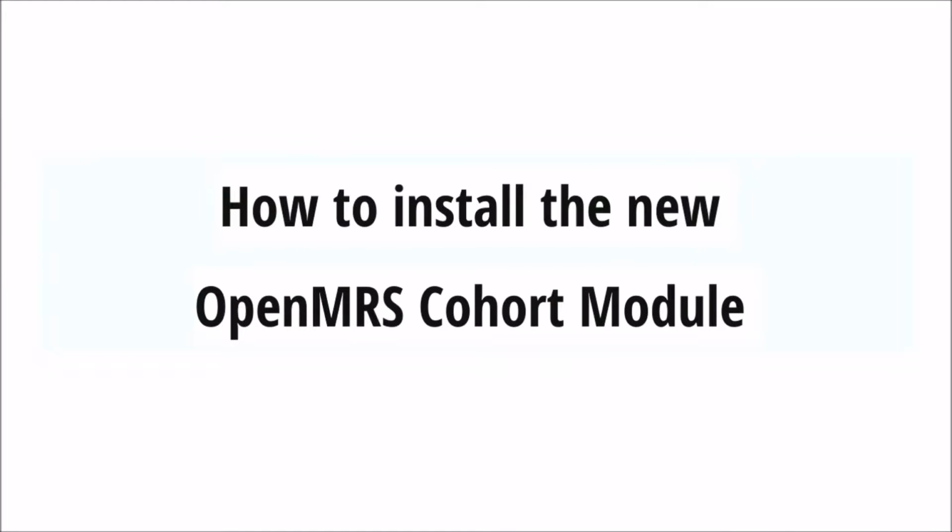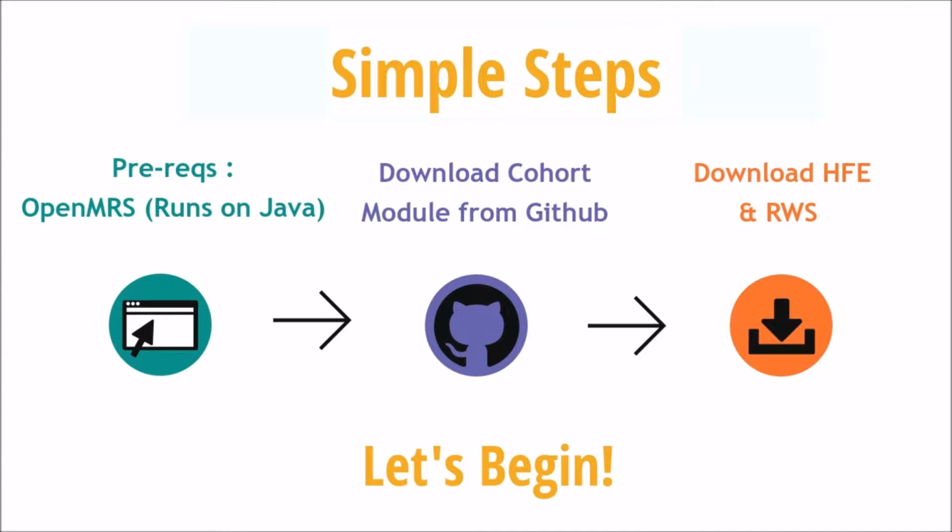This video is going to show you how to install the new OpenMRS Cohort Module, and this will take three simple steps. The first is to make sure you have OpenMRS installed and running, and if you haven't done that already, check out my video for the installation of standalone version. The second is to make sure you have downloaded the Cohort Module from GitHub, and then the last step is to download the HTML form entry and the REST Web Services module. I'll provide all the links down in the description below to download these modules. So let's begin.